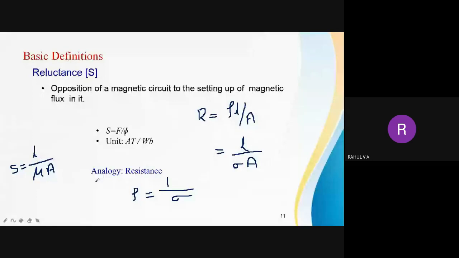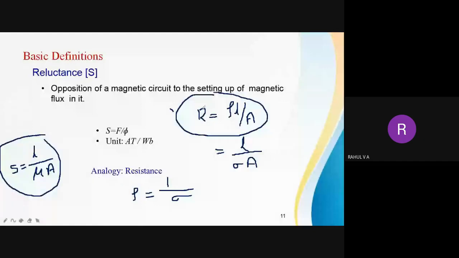If you look at the equations of resistance and reluctance, resistance is proportional to the length of the conductor and inversely proportional to the area of the conductor. Similarly, reluctance is directly proportional to the length of the material and inversely proportional to the area of the material. To remove the proportionality, here we have used conductivity, 1 by sigma; here it is permeability, 1 by mu. So that is what is written here.